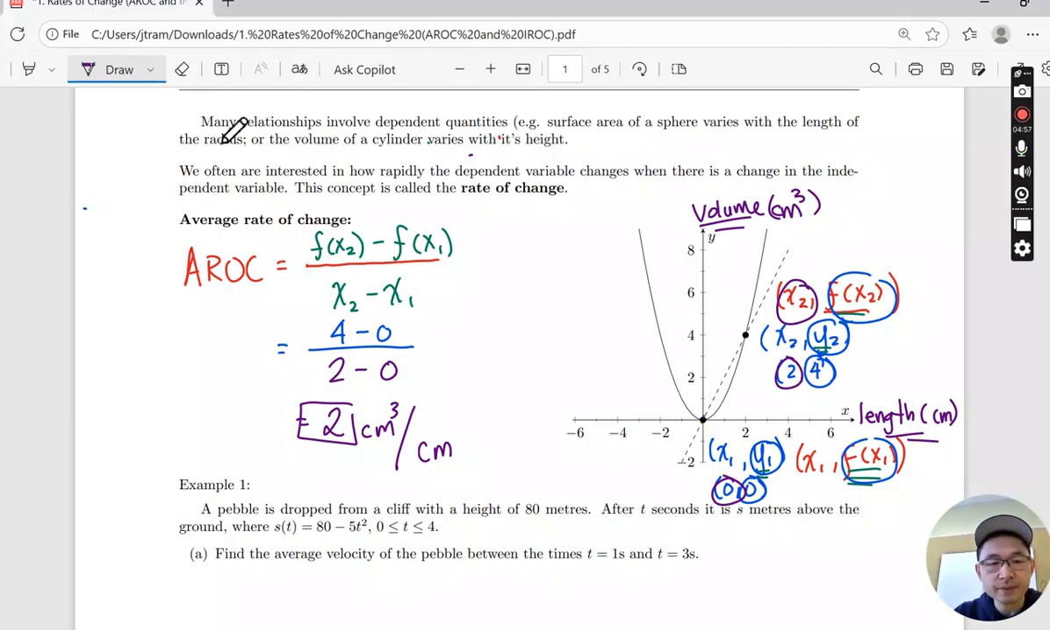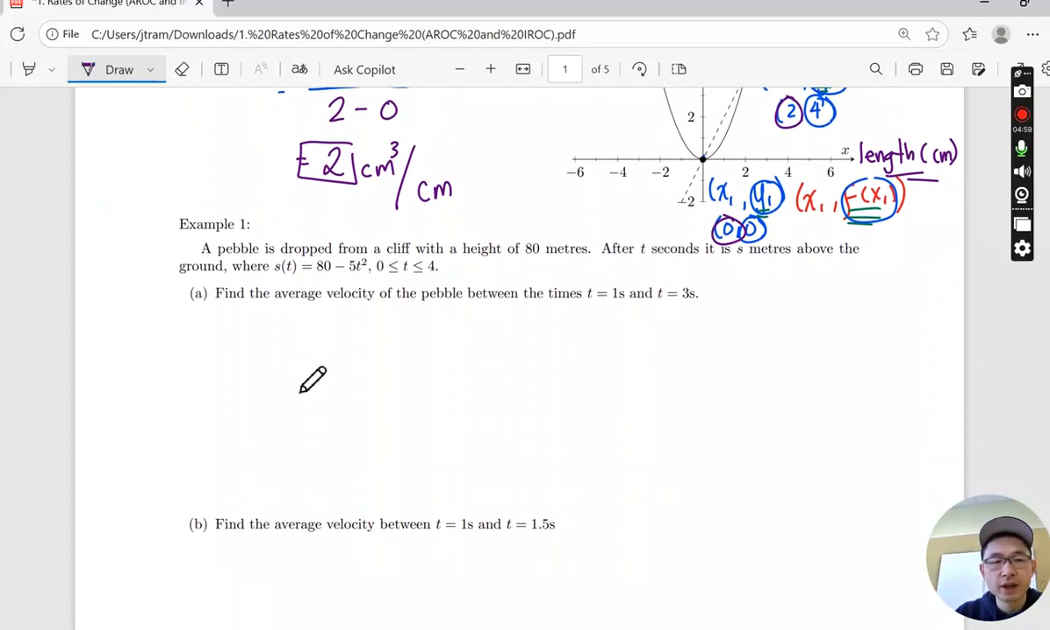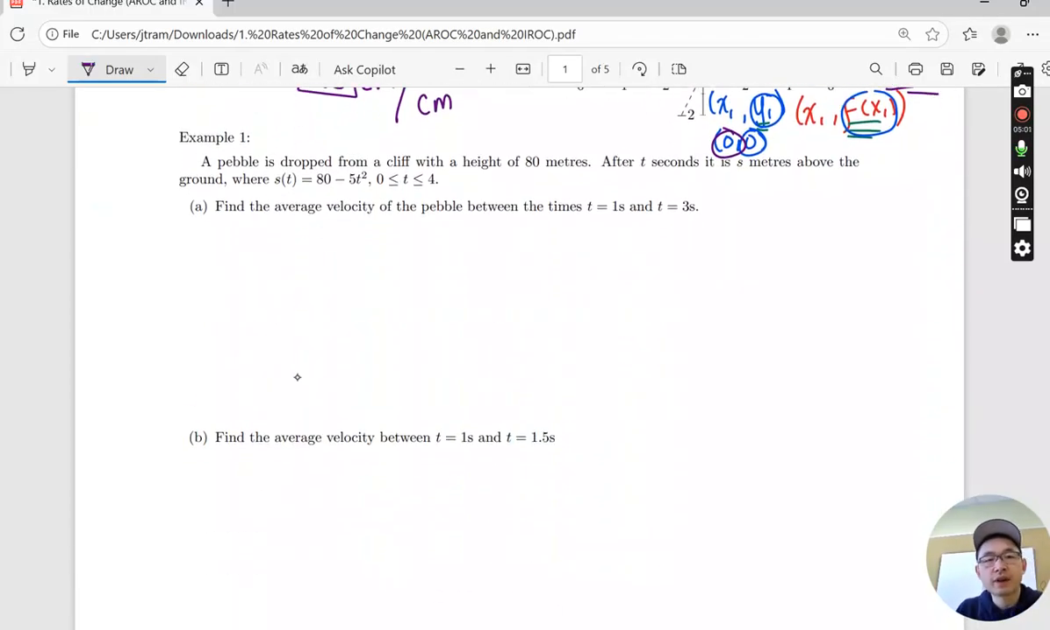Okay. Now, if we were told to find, for example, the average velocity. So we've got a pebble that is dropped from a cliff. Okay. So let's say this is a cliff. You've got a pebble that's being dropped.